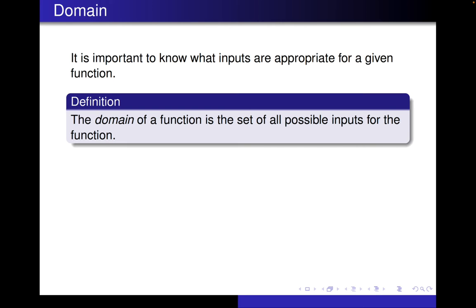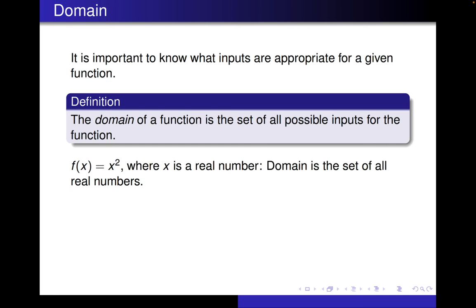The domain of a function is the set of all possible inputs that you can put into that function. So for instance, when I said f of x equals x squared, where x is a real number, I am demanding that the inputs you give this function are real numbers. That's my x. So the domain here is the set of all real numbers.